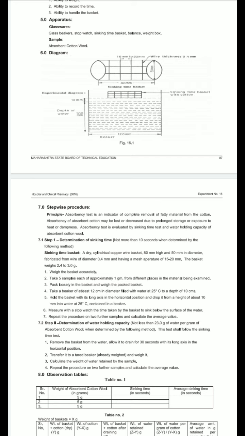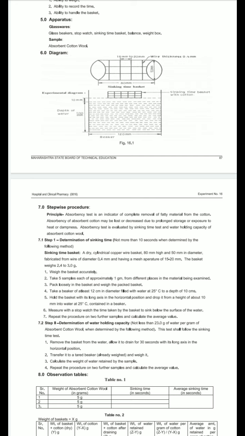Then the observation table of this experiment. The first column is weight of absorbent cotton wool in gram: 5 gram, 5 gram, and third is 5 gram. Then sinking time in second, and the last column is the average sinking time.